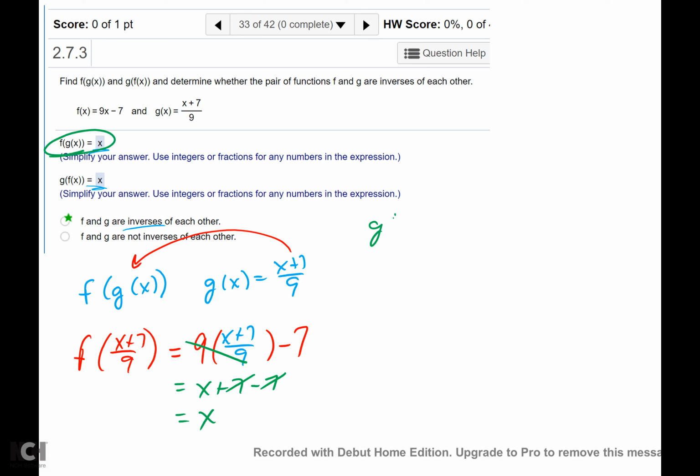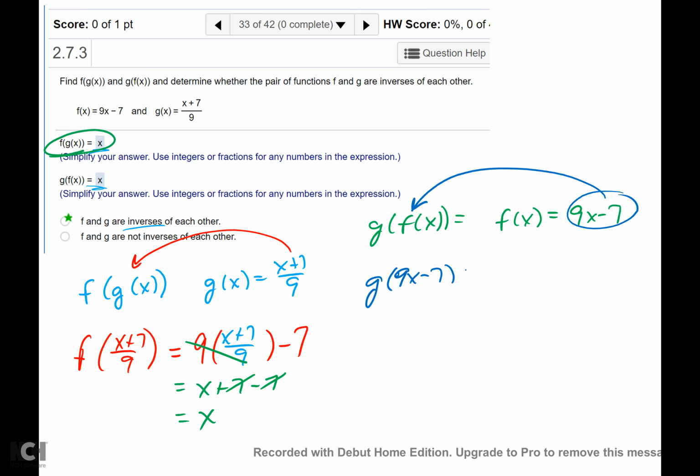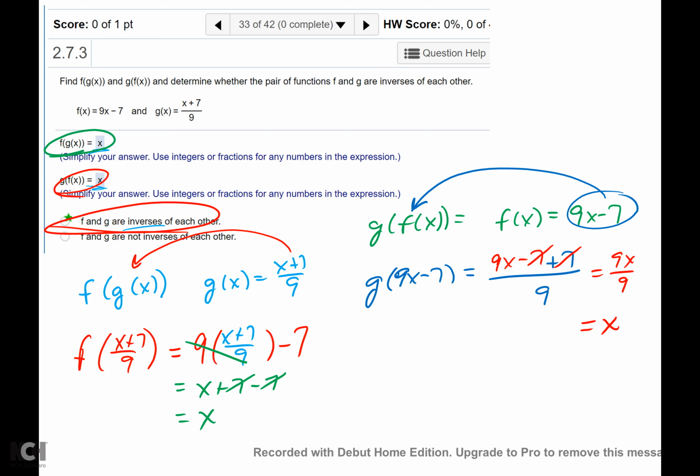To find g of f of x, I find f of x first, which is 9x minus 7. And I take that to the g function. So I'm finding g of 9x minus 7. I'm replacing f of x with that. And g says, whatever you brought, add 7 and divide by 9. And I brought 9x minus 7. The 7s cancel, which leaves me with 9x divided by 9, which gives me x, the mother function. And since I got the mother on both compositions, the pair are inverses.